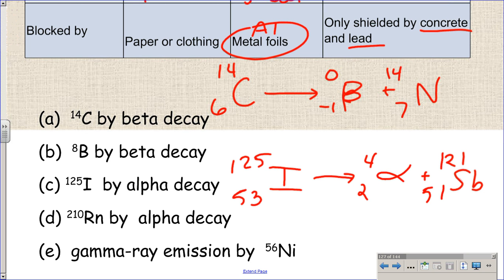It's actually very easy. The only parts you have to know are what an alpha particle is and what a beta particle is. That's really the only new stuff. The rest of it is just isotope notation.